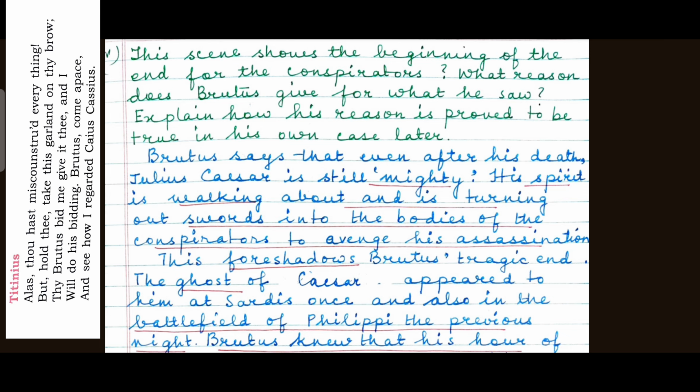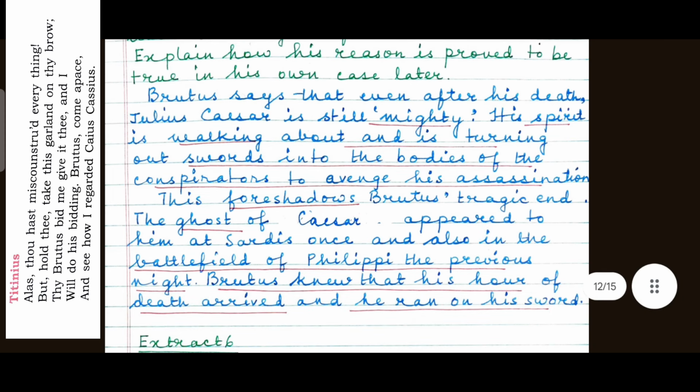Next, explain how his reason is proved to be true in his own case later. This foreshadows Brutus's tragic end. The ghost of Caesar appeared to him at Sardis once and also in the battlefield of Philippi the previous night. Brutus knew that his hour of death had arrived and he ran on his sword, impending death and Brutus's suicide.